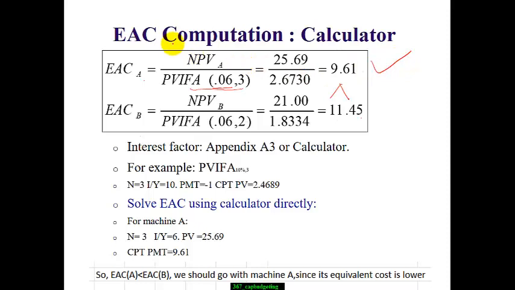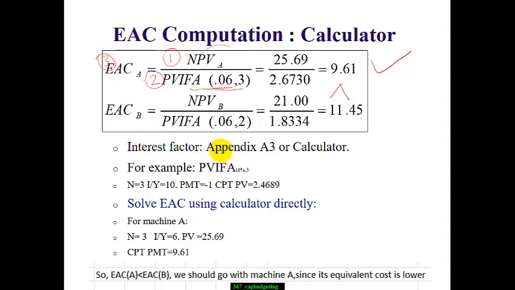Okay. So as you see, let's summarize the steps. Step 1, find the net present value of the overall cost: the purchase cost, the maintenance cost, all the costs due to the adoption of this machine. Step 2, find the annuity factor and discount. This will give us the EAC.